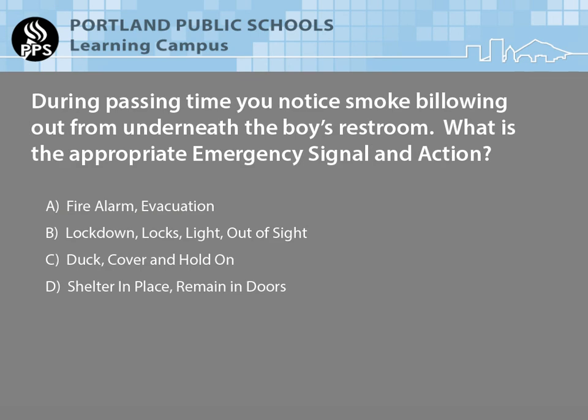During passing time, you notice smoke billowing out from underneath the door of the boys' restroom. What is the appropriate emergency signal and action? A. Fire alarm, evacuation. B. Lockdown, locks, lights, out of sight. C. Duck, cover, and hold on. Or D. Shelter in place, remain indoors.